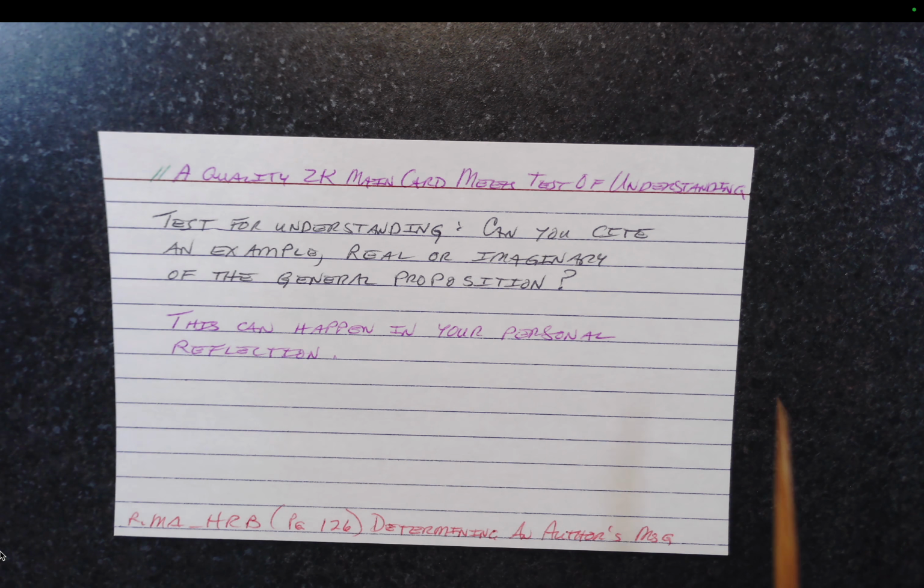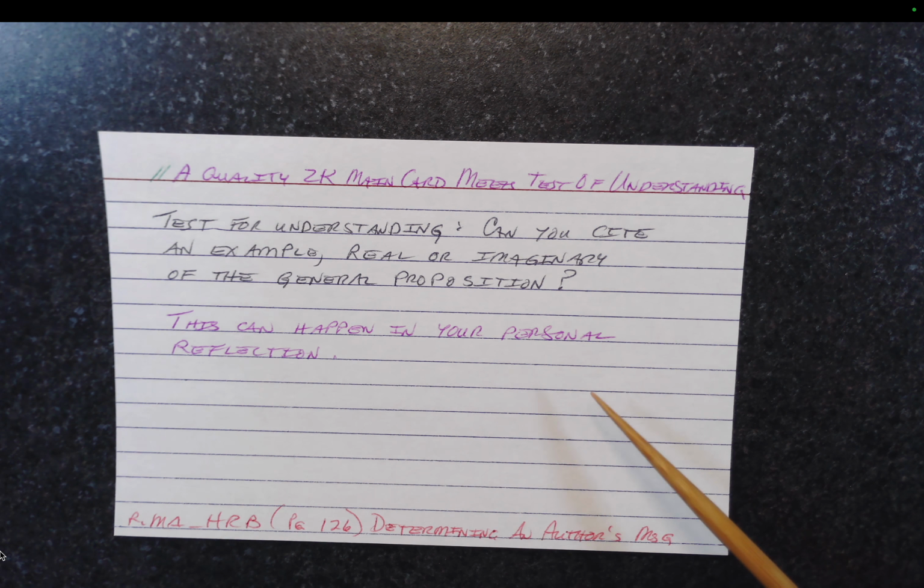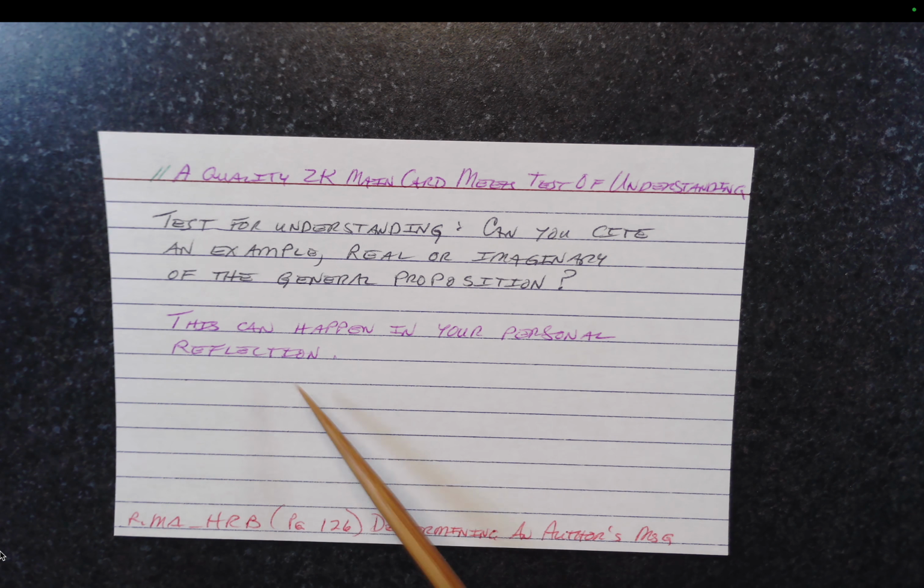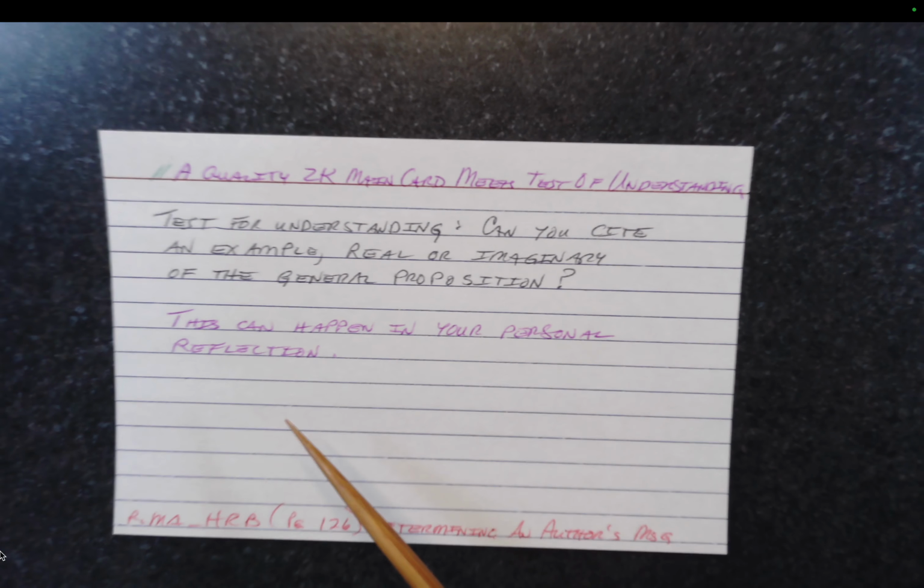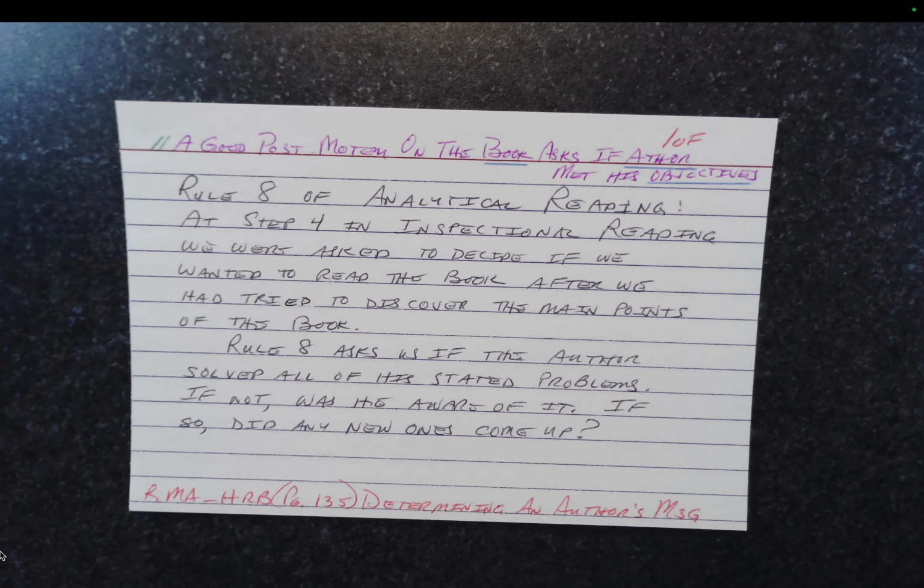And if you can make a quality Zettelkasten main card with the author and with your response, you have proven to yourself that you understand, and you've taught the material to yourself. And because this relation to yourself meets the test of being about you, it's automatically something that your mind is going to be able to recall more easily. And the last thing in this chapter is where Adler talks about Rule 8 of analytical reading.